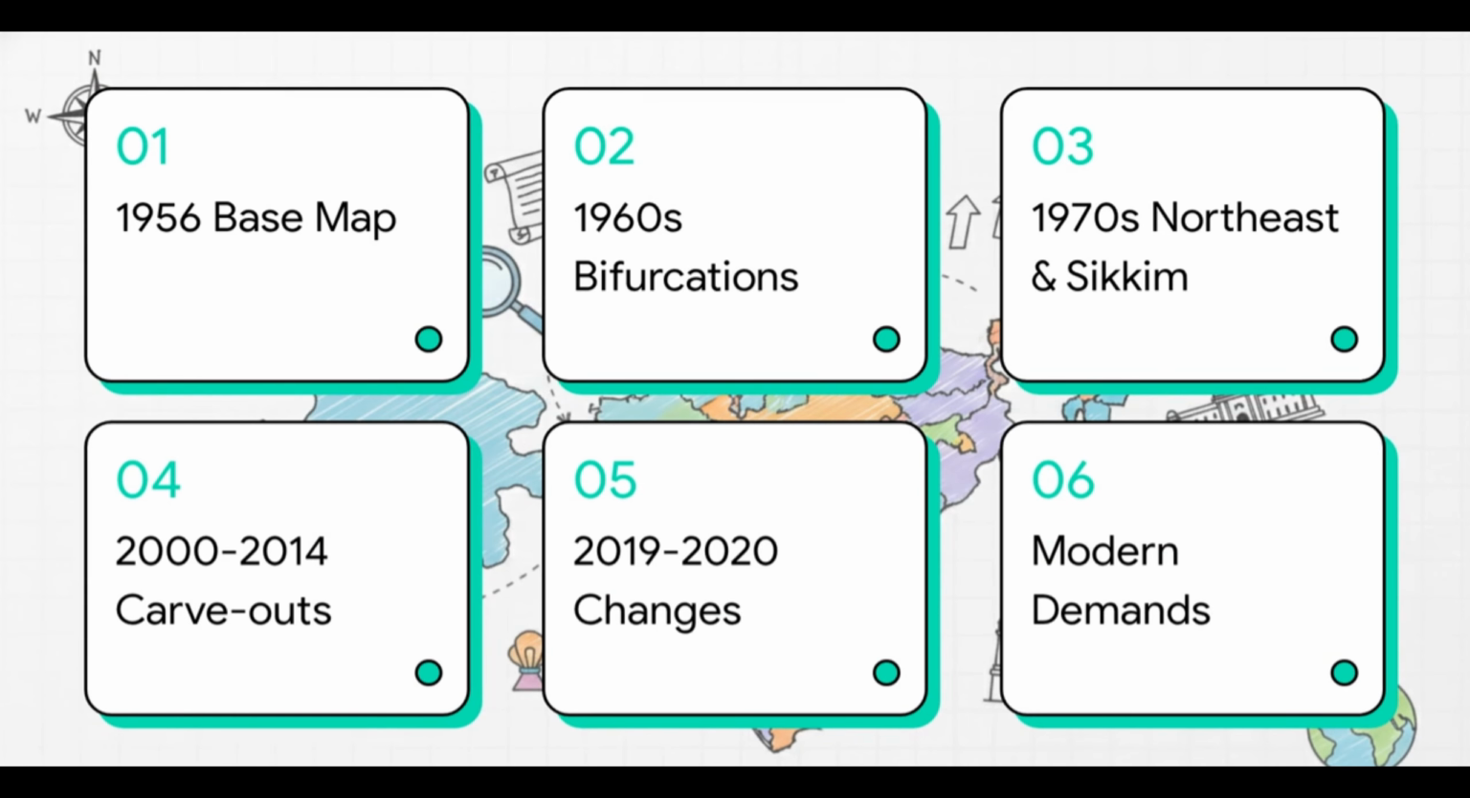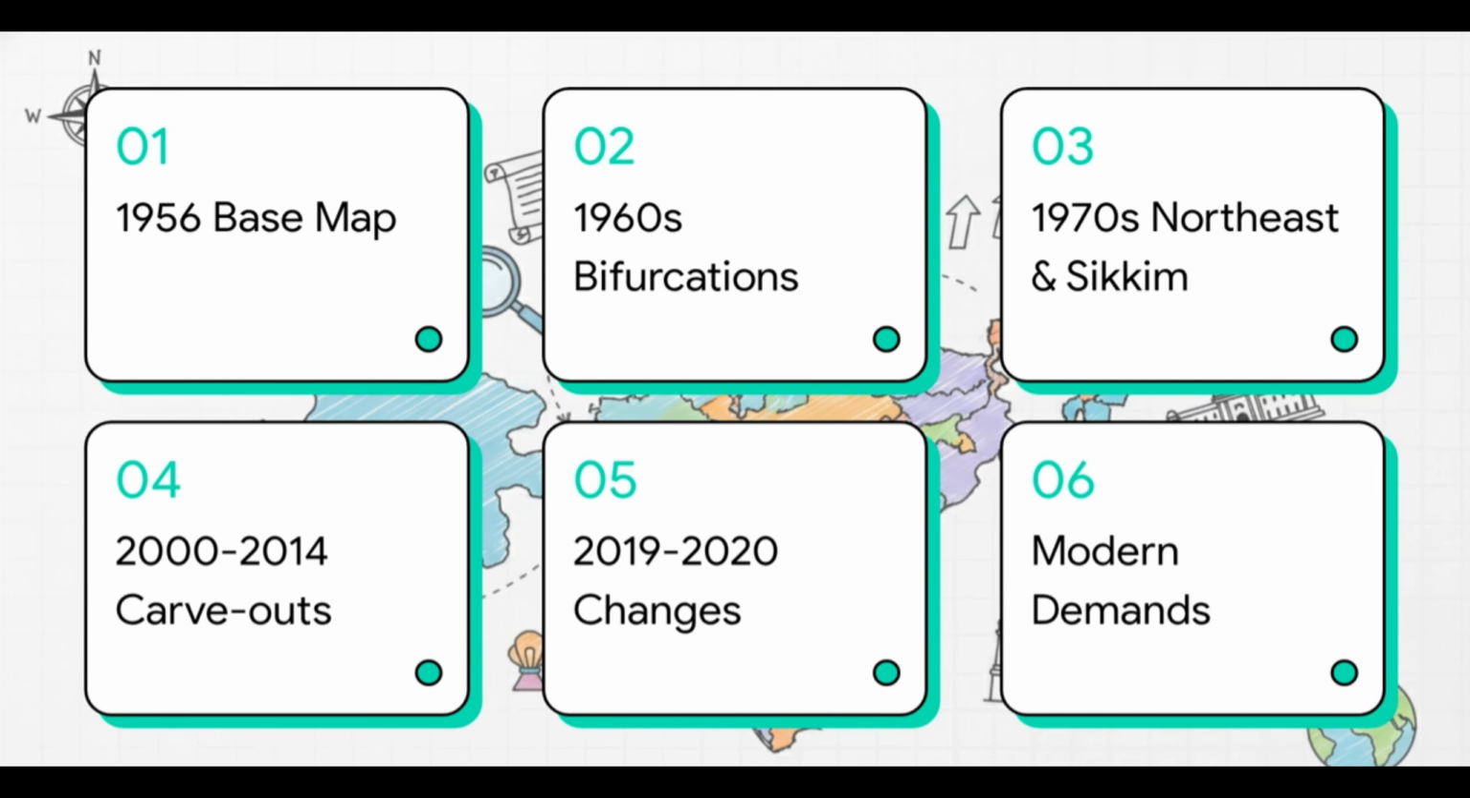Here is our quick agenda for today's explainer. We'll kick things off with the 1956 base map, move into the 1960s bifurcations, then the 1970s shifts in the Northeast and Sikkim. After that, we'll cover the 2000 to 2014 carve-outs, the recent 2019 and 2020 changes, and finally wrap up with modern demands. Consider this your chronological roadmap for both prelims and mains.